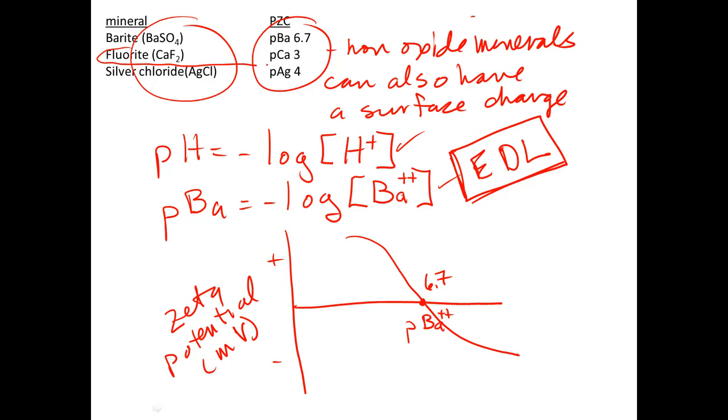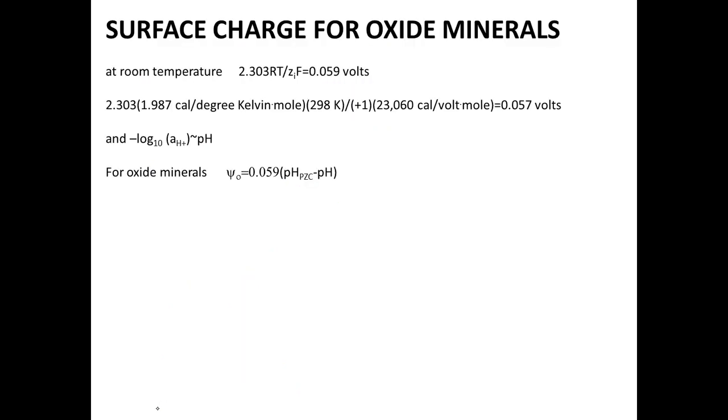Fluorite, which by the way is my favorite mineral, is a non-oxide, but we can adjust the calcium ion in solution, for example, and adjust its surface charge. So we have a lot of tools that allow us to adjust the surface charge, specifically ions in solution. So let's think more specifically about the surface charge on oxide minerals. And we're going to focus at room temperature, 298 K, and work in units of Kelvin.